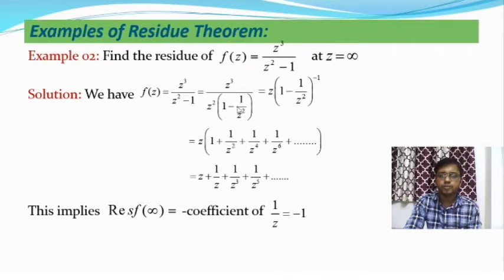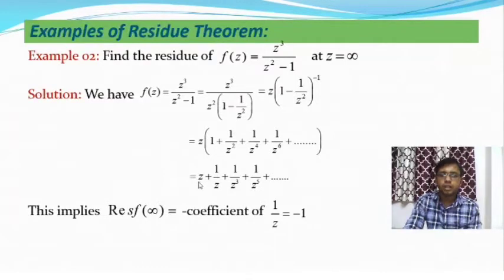And now 1 minus 1 by z square can be expressed as an infinite series. So this is equal to z into 1 plus 1 by z square plus 1 by z to the power 4 plus 1 by z to the power 6 and up to infinity. And after multiplying by z, we will get z plus 1 by z plus 1 by z cube plus 1 by z to the power 5. Okay, so this term we will obtain after multiplying by z for this function.